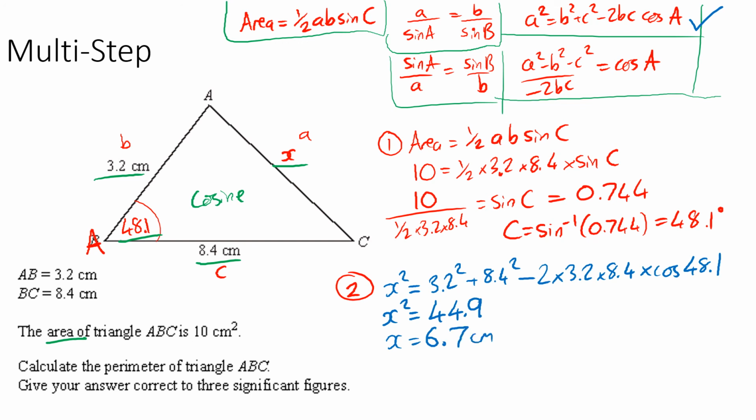Okay, are we done? No, because we still need to find the perimeter of the triangle. So you do need that final step at the end where we add up the side lengths. So we've got our 3.2 plus our 8.4 plus our 6.7. It said give your answer to three significant figures. So let's see what this looks like. This is going to go to 18.3, and yeah, that is three significant figures, so no rounding needed. We're in centimeters. Yeah, there we go.